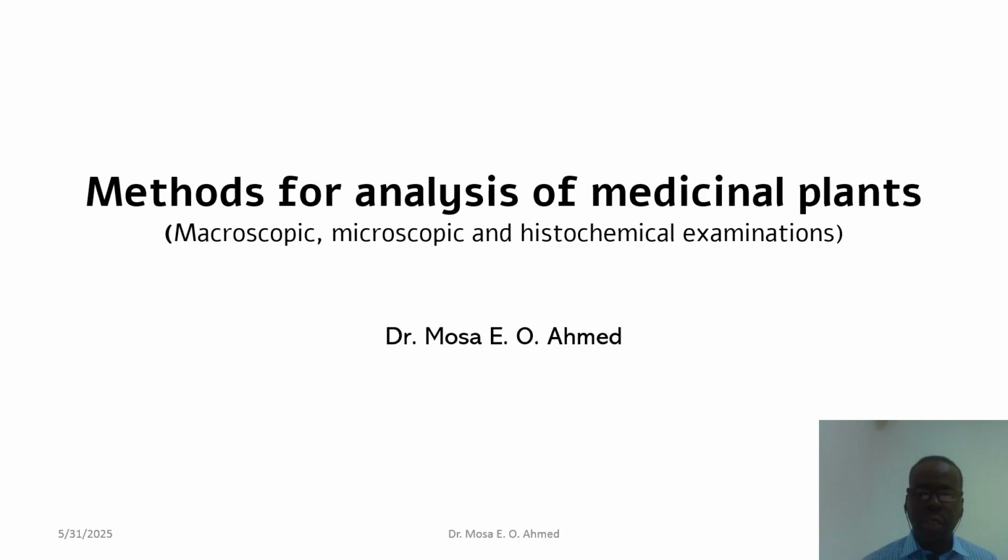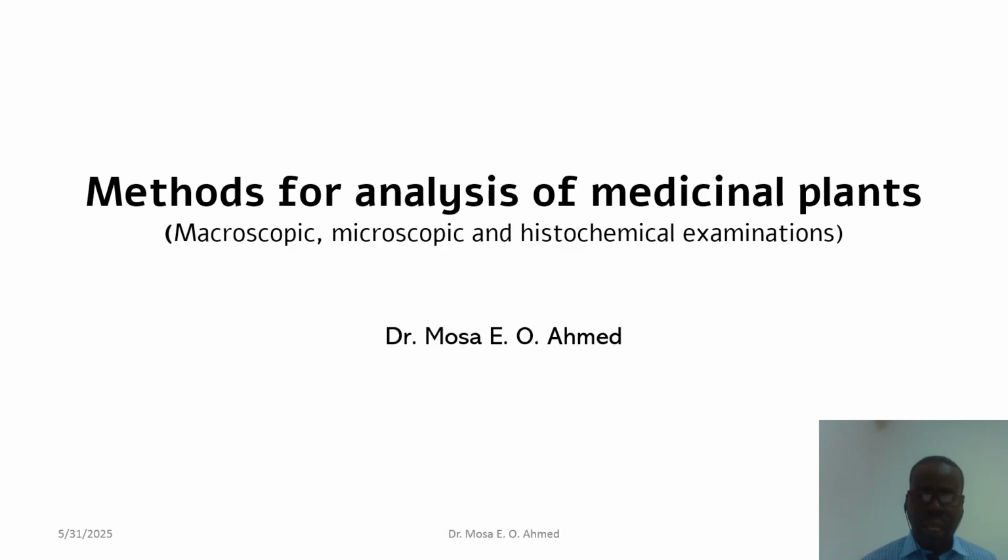The lecture consists of three parts: the use of macroscopical test, second, the use of microscopical test, and the third one, the use of histochemical examination. We mean by macroscopical examination the use of sensory organs, اللي هي أعضاء الحواس, to determine the identity of the medicinal plant itself. باستخدام الشم، اللمس، اللون، الرائحة عشان نحدد هوية النبات.